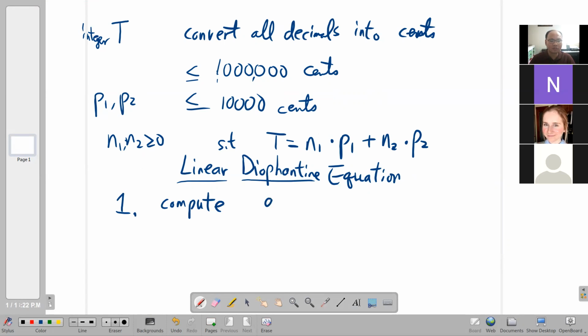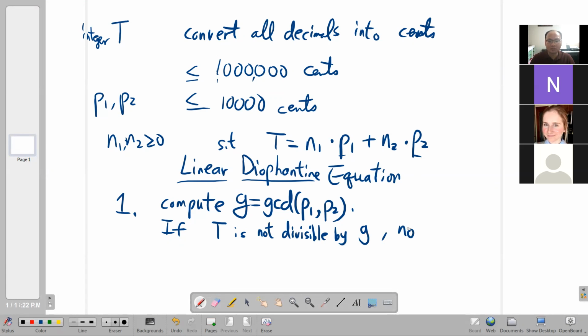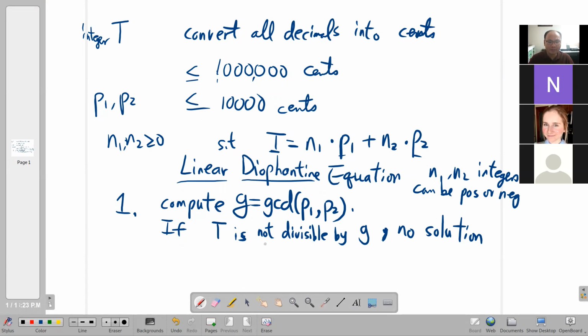compute the GCD of P1 and P2 and call it G. So the two numbers that you have, compute the GCD. If T is not divisible by G, there's no solution at all. Now, when I say linear Diophantine equations, n1 and n2 are integers, but they can be negative, so we have to worry about that. But if the total, the right-hand side, well, I wrote it on the left-hand side, anyway, if the total is not divisible by the GCD of P1 and P2, there's no solution of any kind. You can stop right now.